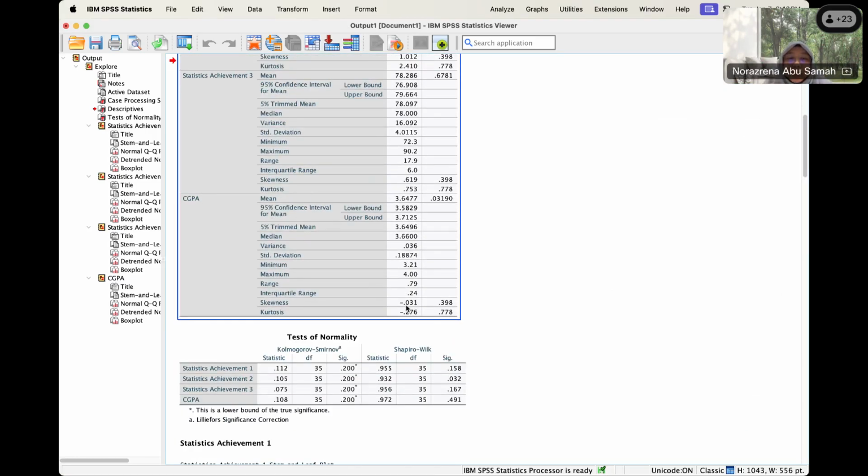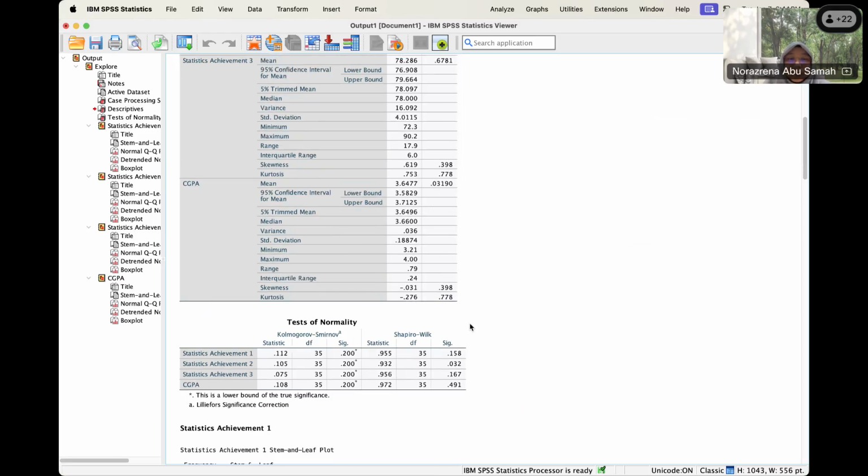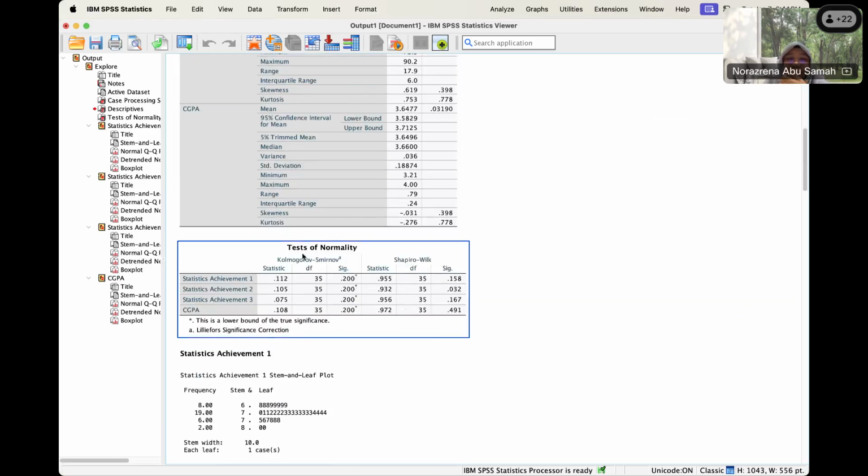And then this one is normal, and then normal. But we need to double check it with this Shapiro-Wilk. When you run the normality test, you will get both Kolmogorov and Shapiro-Wilk. As I showed you before, when you copy and paste this table into your Word document, you need to remove the Kolmogorov because you need to take only Shapiro. No need for the Kolmogorov because my sample of even 35 is not enough, so it's not really relevant to use the Kolmogorov. So I use the Shapiro-Wilk.